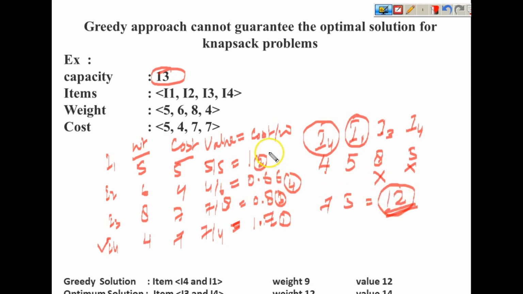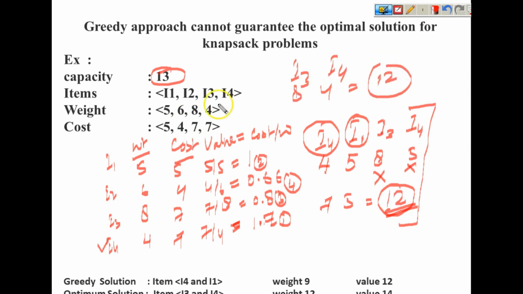But if you look thoroughly at this problem, you can easily check that this is not the optimal solution. If I had taken item number 3 and item number 4, whose weights are 8 and 12, this combination is still possible. In that case, the gain I am getting is 14, 7 plus 7.